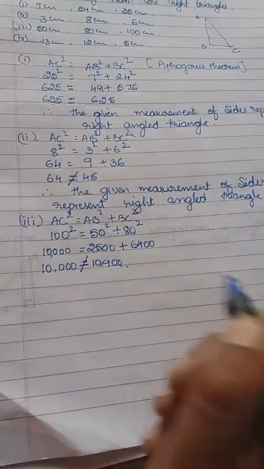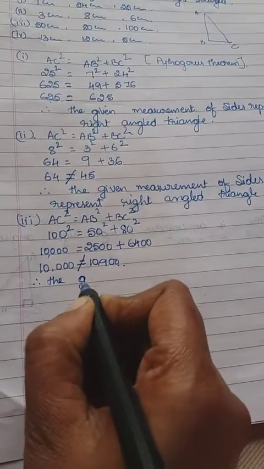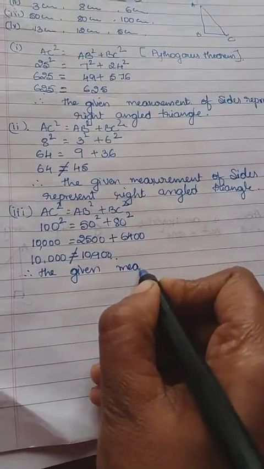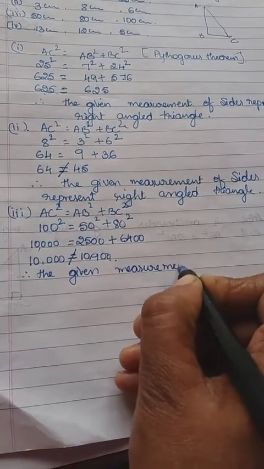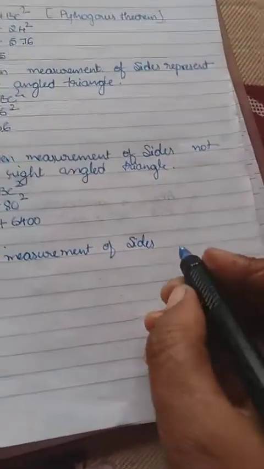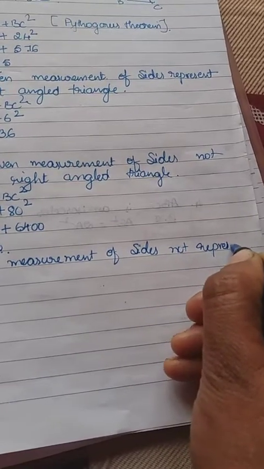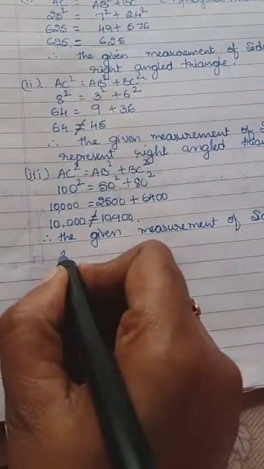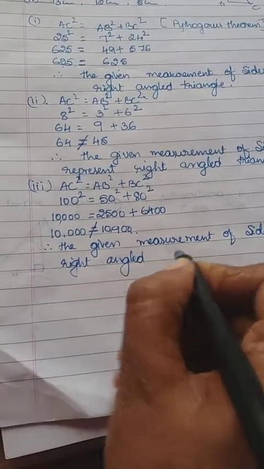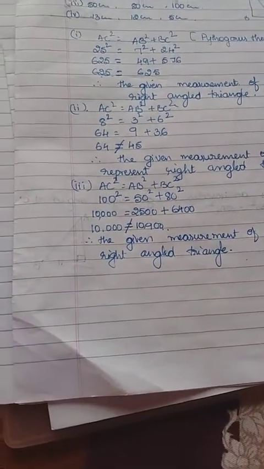So both are not equal. So we can write the last thing: the given measurement of sides does not represent a right angled triangle. Yes, hope you will understand.